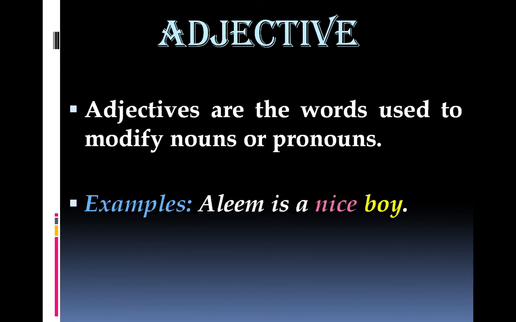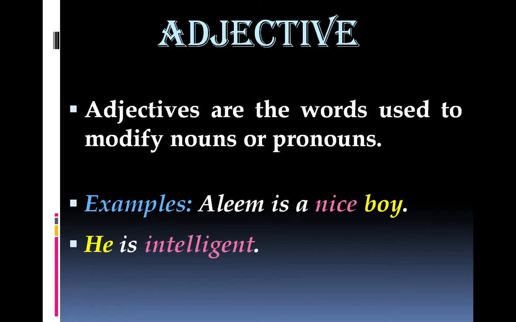Now let's have examples. Alim is a nice boy. It's a very simple subject-verb complement sentence. Alim is the subject, is linking verb, and a nice boy complement or subjective complement. In the complement, boy is a noun, and the word nice tells us something about the noun boy. It tells us a quality of the noun, so it's modifying the noun, it's adjective.